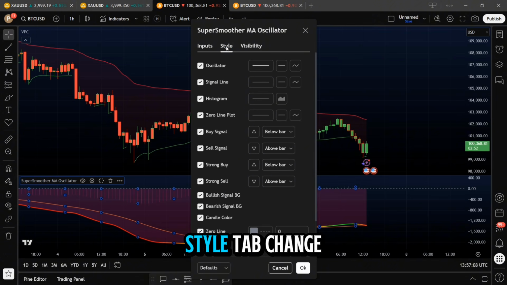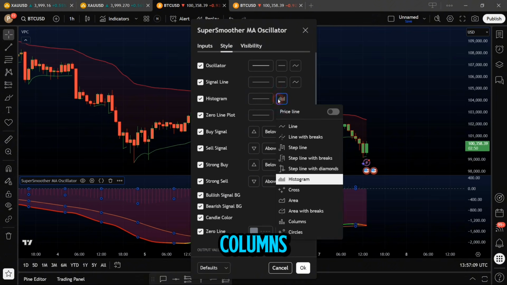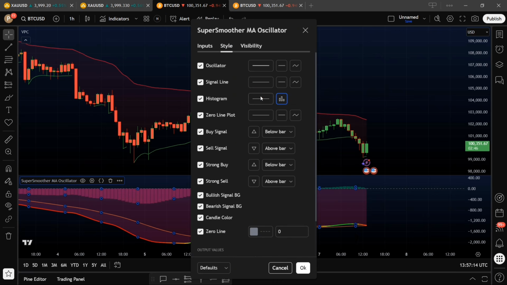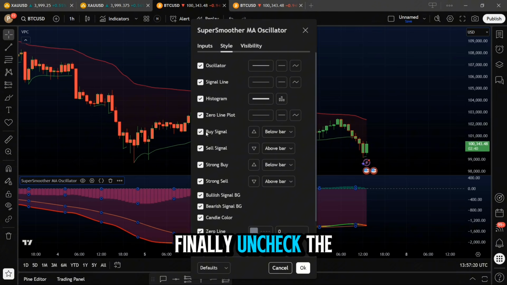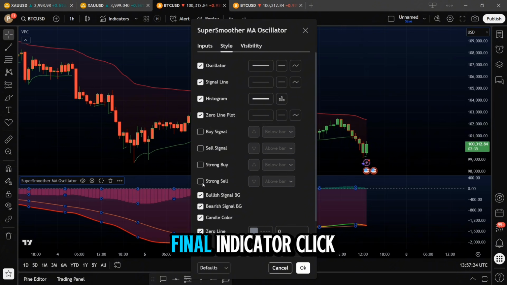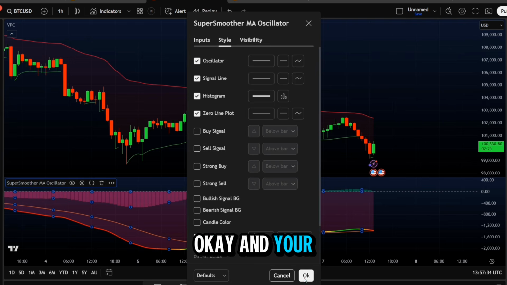Now go to the Style tab. Change the histogram to columns and make them a bit thicker. We want to see momentum shifts clearly. Finally, uncheck the buy and sell arrows. We're not using auto signals. Our brain is the final indicator. Click OK and your setup is complete.